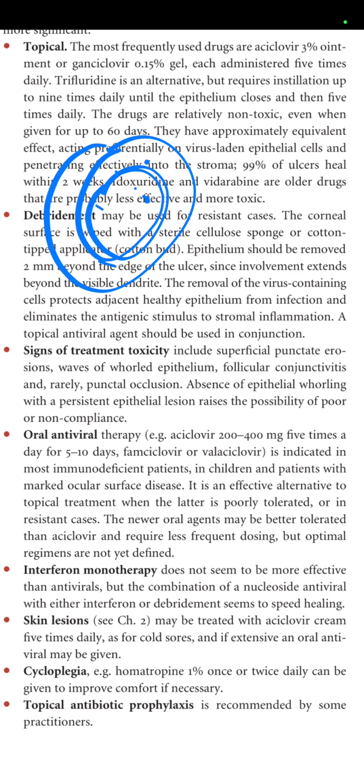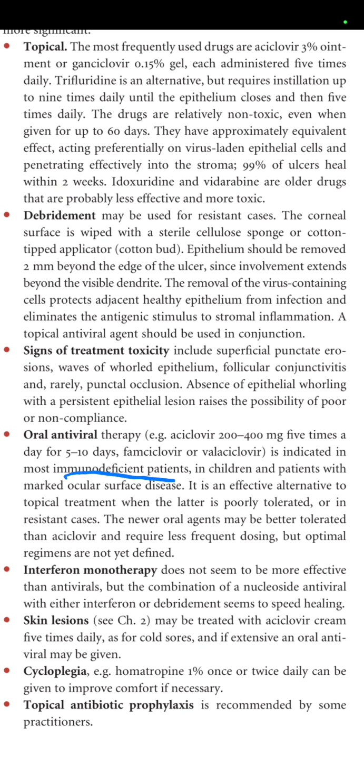Then we can also give oral antiviral therapy, but in which cases? Oral antiviral therapy: acyclovir 200 to 400 mg 5 times daily for 5 to 10 days, famciclovir or valaciclovir, is indicated in a case of immunodeficient patient. We do not give it to every patient. We give it to immunodeficient patients, children, and patients with marked ocular surface disease. It is an effective alternative to topical treatment when the latter is poorly tolerated or in resistant cases. The newer oral agents may be better tolerated than acyclovir and require less frequent doses, but topical regimes are not yet identified. So we do not give oral antiviral treatment just for epithelial keratitis.